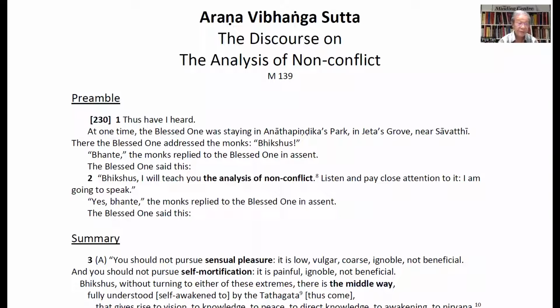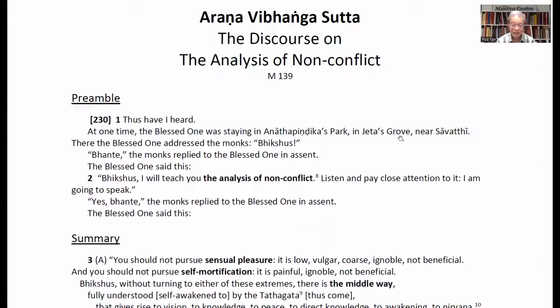All right, so thus have I heard. At one time, the Blessed One was staying in Anathapindika's park in Jeta's Grove near Savatthi. Now, sometimes you see Jeta's Grove, and then sometimes you see Deer Park. Sometimes you see mango forest, for example. The word grove here means this park or this forest belongs to someone. There's an owner, and he takes care of it. So maybe he grows only mango trees there and so on. So grove here belongs to Prince Jeta, right?